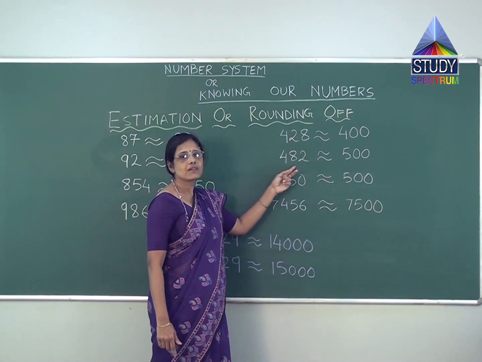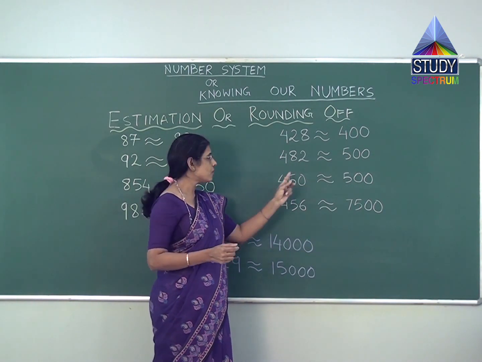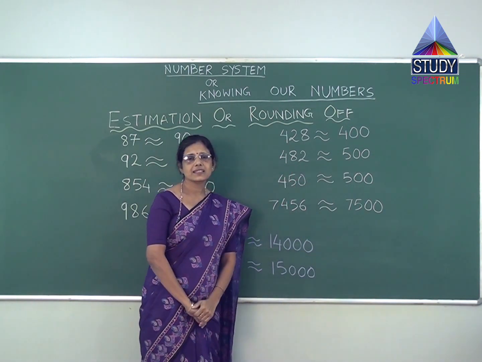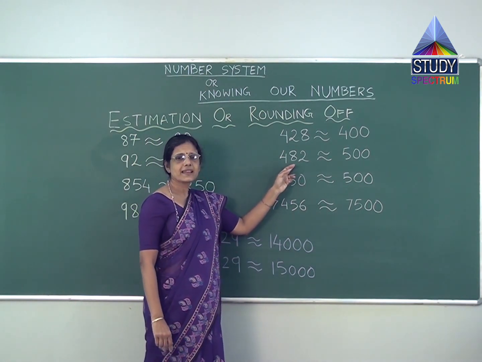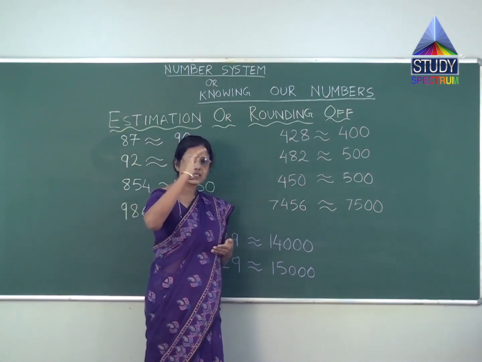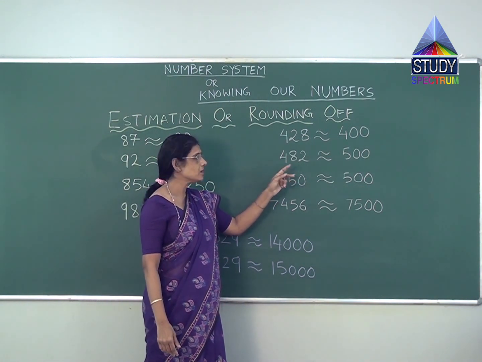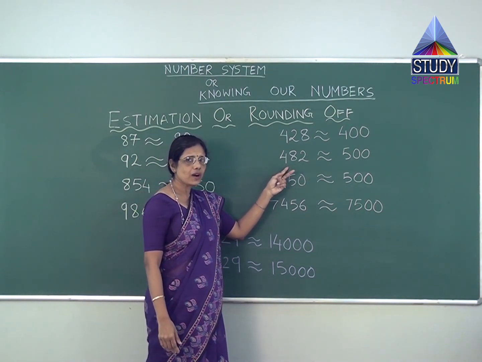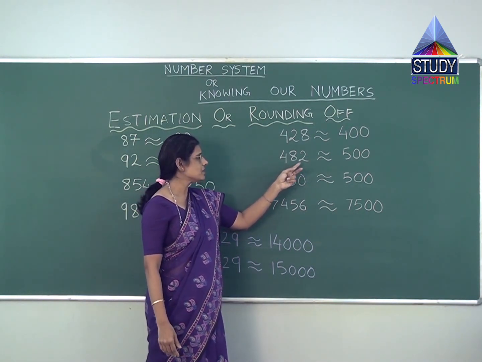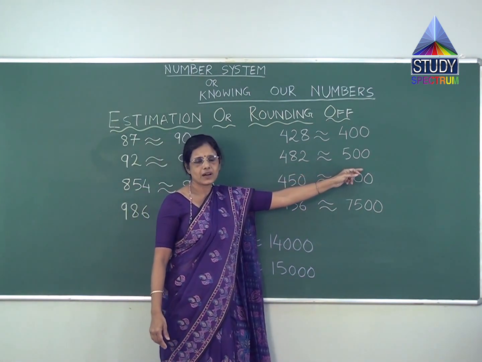Now 482, just a little bit twisted in the values. 482, and this is nearest hundreds. For nearest hundreds, look at the tens digit. The tens digit is 8, which is more than 5. More than 5 means you have to add 1 to the hundreds digit. So add 1, so it will be 5, and the remaining all will be zeros. So the estimation of 482 is 500.